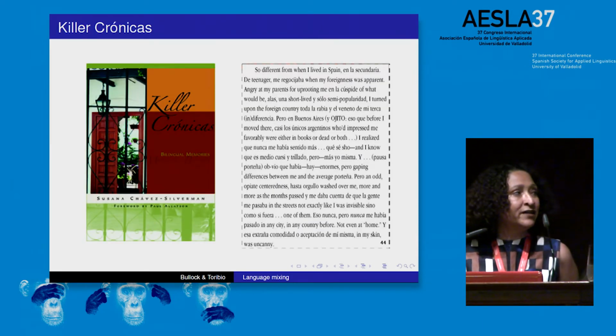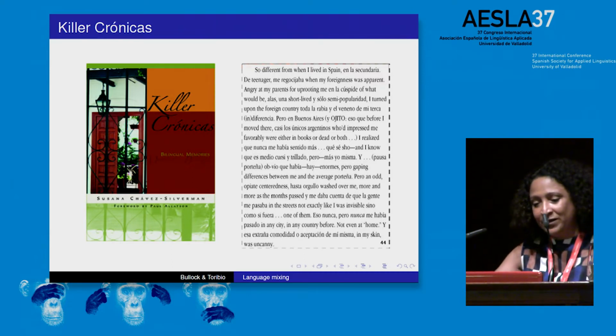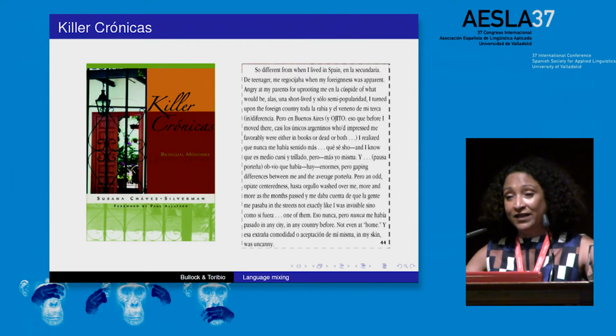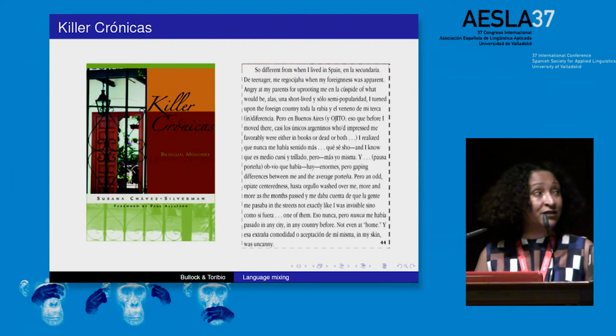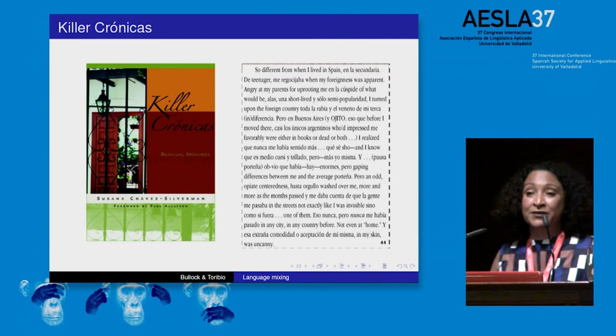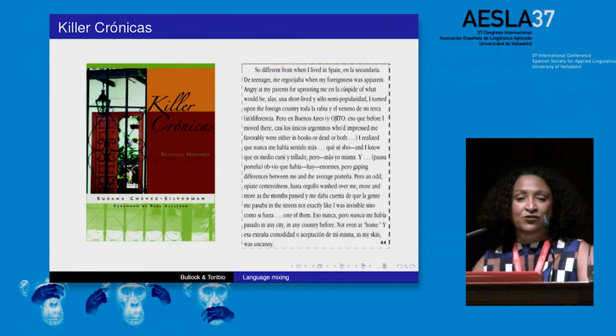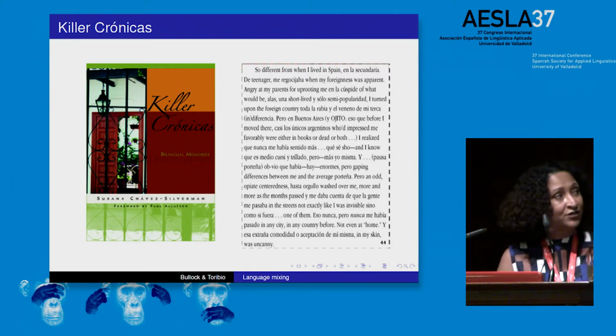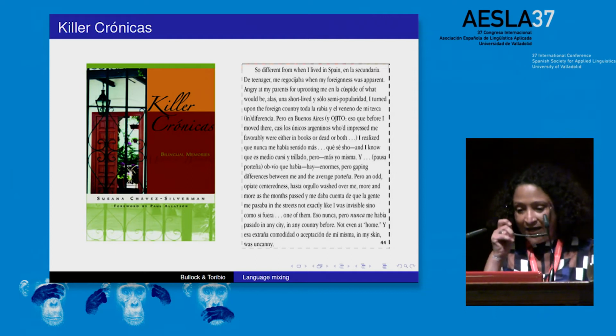So this first one, Killer Crónicas, is a book that I like very much. It is fully written in mixed speech. The author herself, Susana Chávez-Silverman, describes herself as a Jewish Chicana. And when you speak with her in person, she really does speak this way.